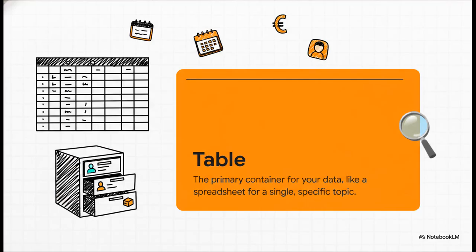First up, the table. This is the main container for your data. The easiest way to think about it is like a single spreadsheet or maybe a filing cabinet drawer. And here's the key rule. Each table is for one thing only. You'd have one table for your customers, a totally separate one for your books. You never, ever mix them.